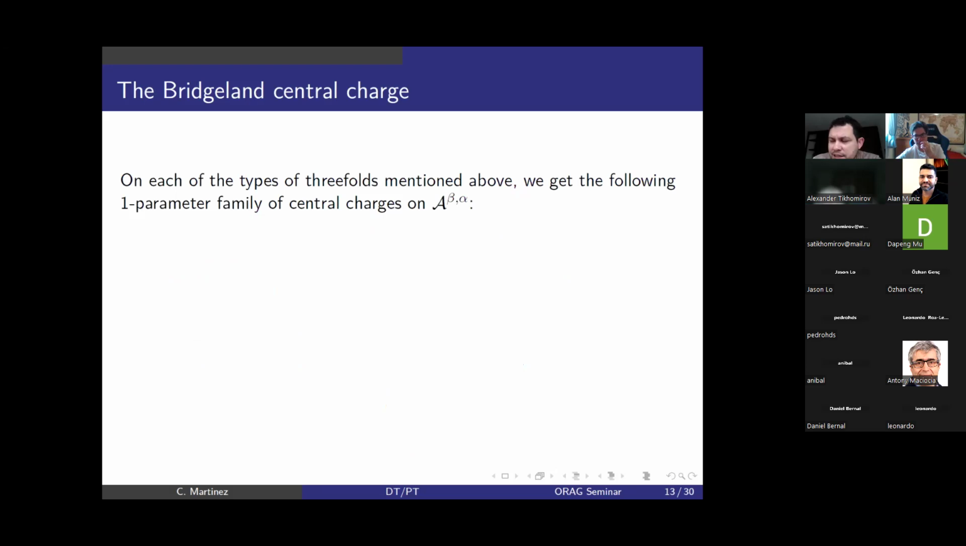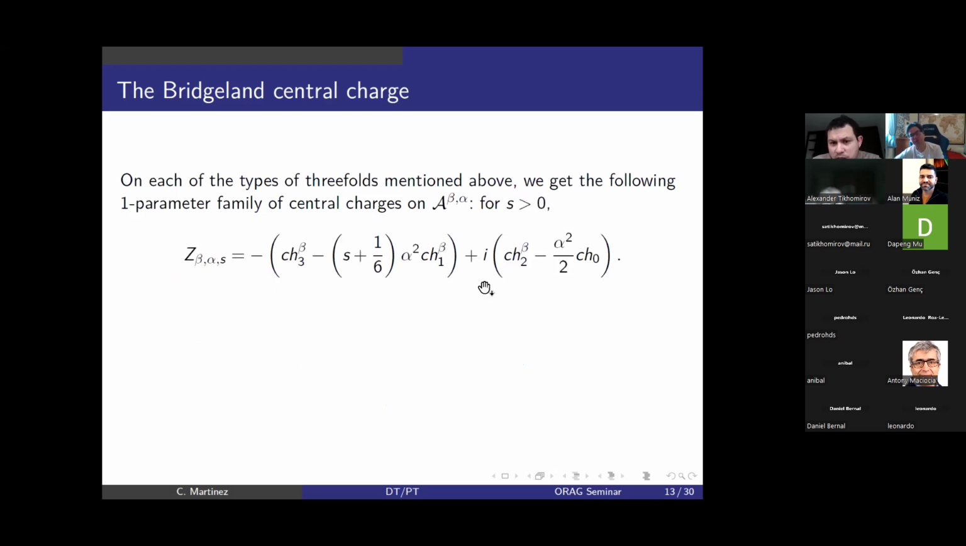And then in all the cases that I mentioned above, there is a central charge associated to this. This central charge adds one parameter to it. So for any s larger than 0, I get this three-parameter family of central charges. Or if I want to think about this, I can just fix the heart A beta alpha, and for A beta alpha, I have a one-parameter family of central charges. And this central charge satisfies all the conditions that define a Bridgeland stability condition.